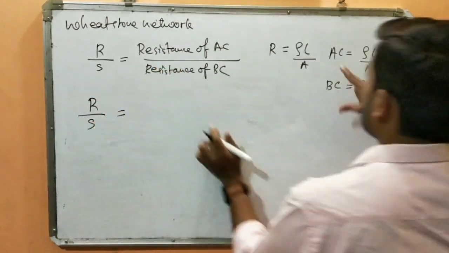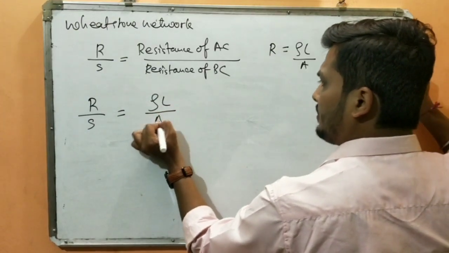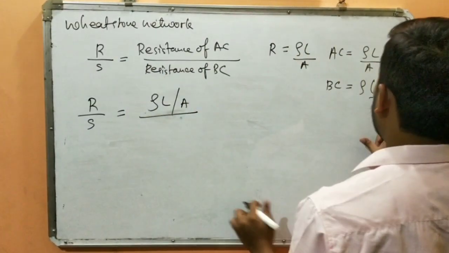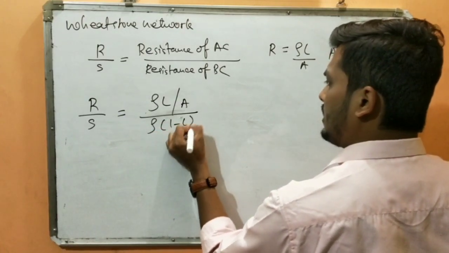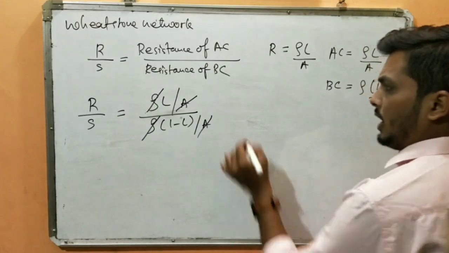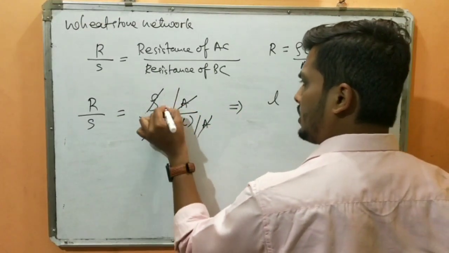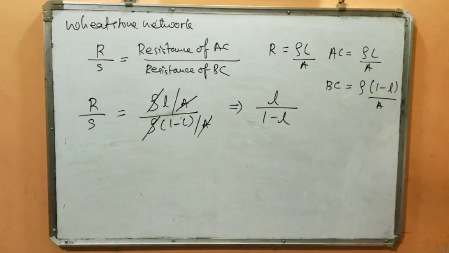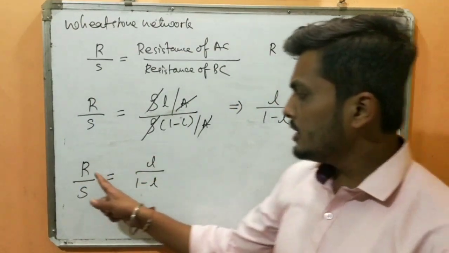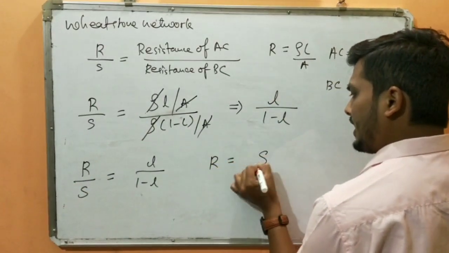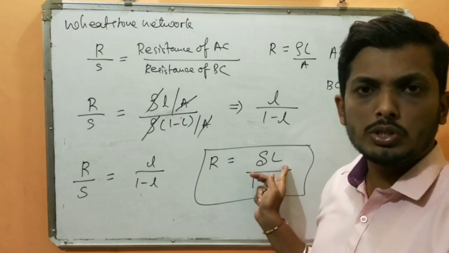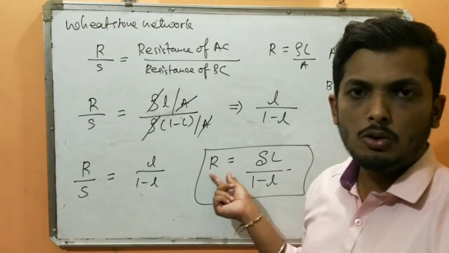So here R by S equals the resistance of AC, rho L by A, over the resistance of BC, rho (1 minus L) by A. I can cut rho with rho, A with A, and what I am left with is L divided by 1 minus L. So R by S equals L by 1 minus L. Your aim is to find this unknown resistance, so R will be S L divided by 1 minus L. If I know the length where the galvanometer shows zero deflection, I can easily tell the value of the unknown resistance.